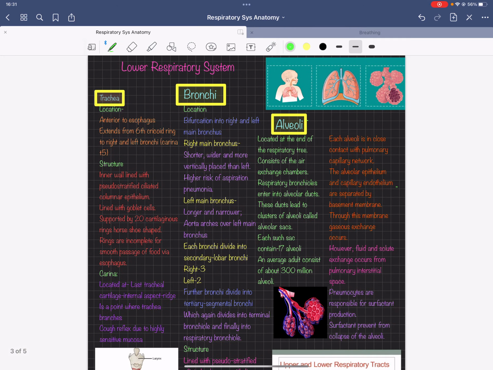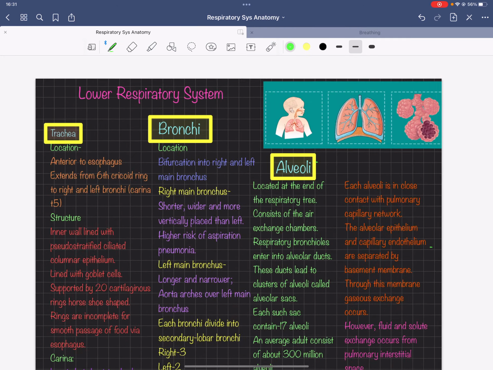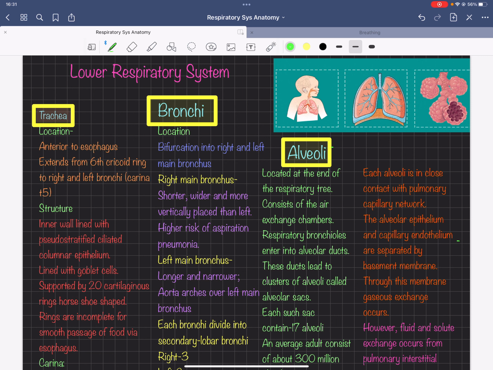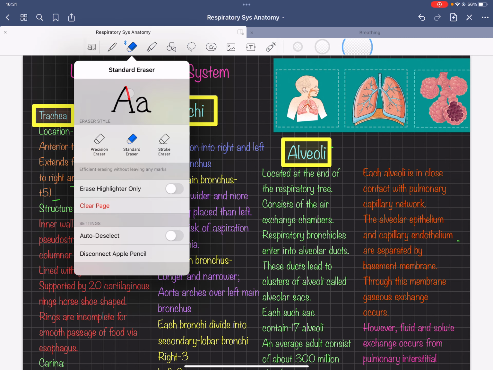Okay, now let's go into further detail in the lower respiratory system. Especially the trachea, bronchi and alveoli are primary structures which are very important in order to maintain our gaseous exchange processes. The trachea is located anterior to the esophagus, and extends from the 6th cricoid ring to the right and left bronchi, carina T5. So what does this mean?